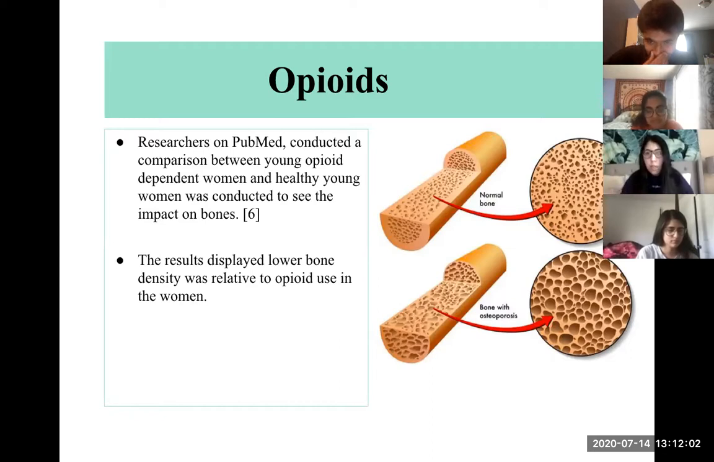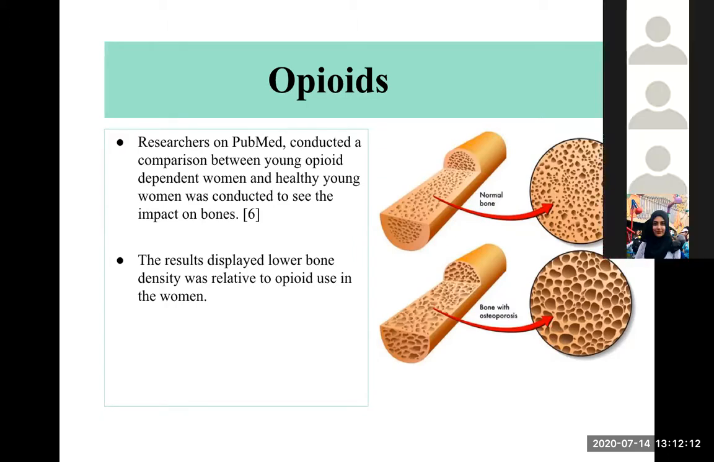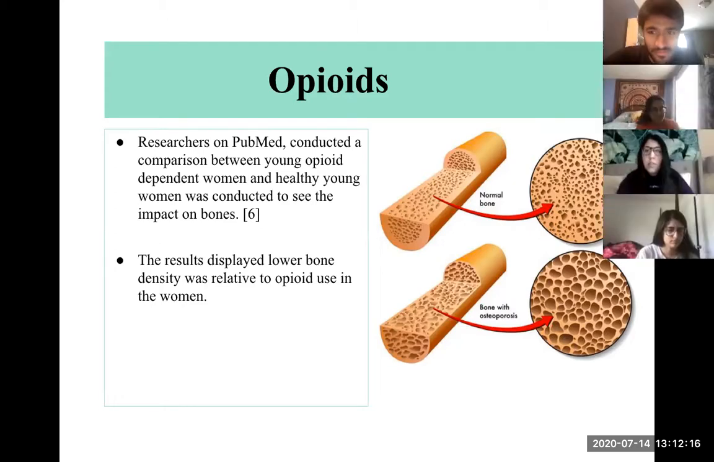Healthy women had normal bones, where there's going to be holes in the bones. It's not like a total compact bone, so that was normal. But they found really large, brittle, dry bones in the women who were addicted to opioid substances. So you can see in the picture again the difference between a normal bone and bones with osteoporosis.